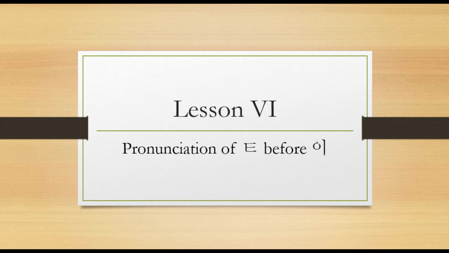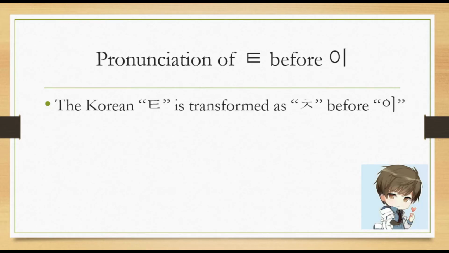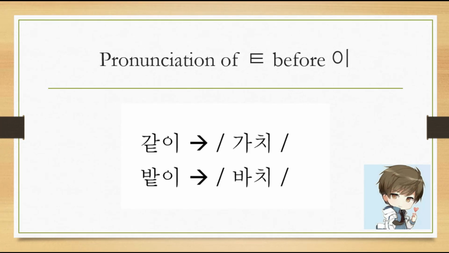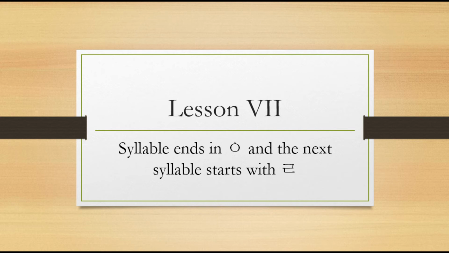Okay, move na tayo sa isa pang lesson. Lesson 6, pronunciation of T before I. The Korean T is transformed as CH before I. For example, gat-i becomes gatchi. Bat-i, batchi.